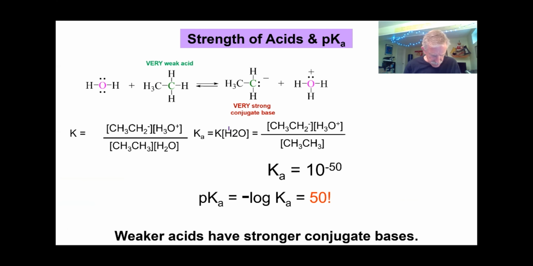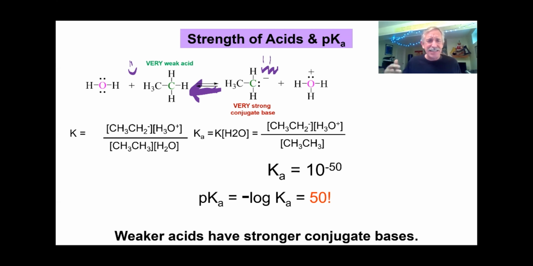So this means that this reaction really wants to go in this direction and favors staying in the ethane molecule. So that's a very weak acid. It doesn't want to give up H+, which means it's happy here. Let's just keep it here, because as soon as you pull an H+ off of it, it gets very uncomfortable.